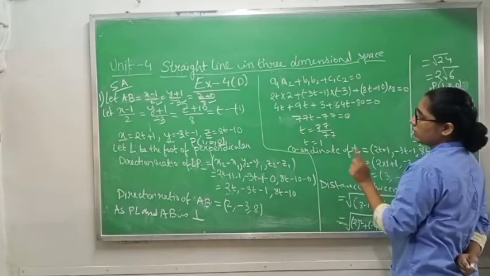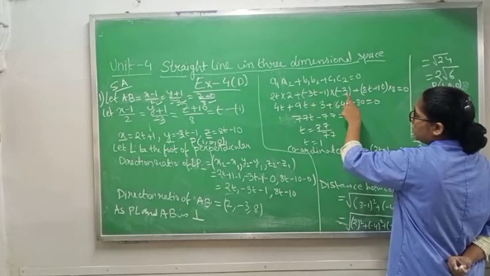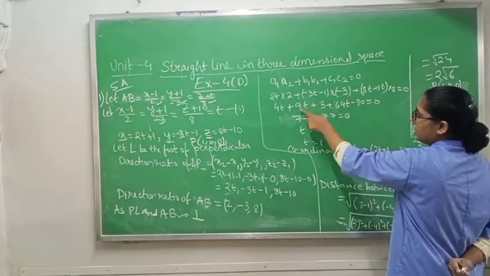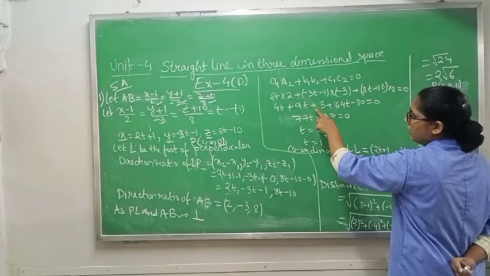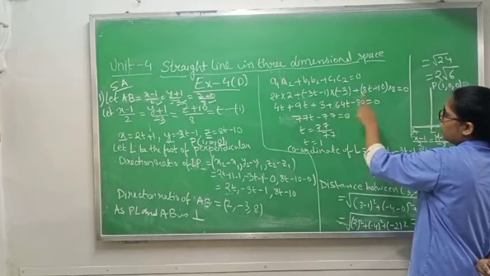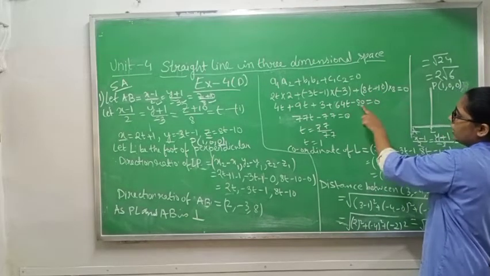See, I have written. So 2t into 2, 4t. This one will multiply, minus 3t into minus 3, 9t. Minus 1 into minus 3, 3. And the plus sign I will write as it is. Now plus sign, I will put 8t into 8, 64t. Plus minus 10 into 8, minus 80.